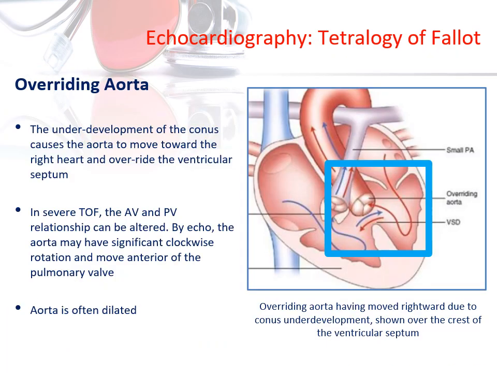All right, next one, overriding aorta. Here we are again with the underdevelopment of the conus causing the aorta to move toward the right heart and override the ventricular septum. In severe cases of TET, the aortic valve and pulmonary valve relationship can be altered. By echo, we see this as a significant clockwise rotation, and it may also move anterior to the pulmonary valve. And then also the aorta is often dilated.